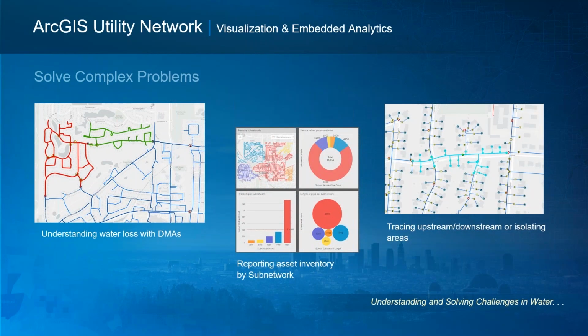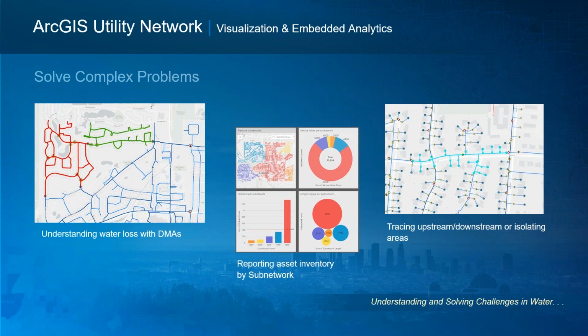The utility network enables utilities to start to solve very complex problems. By looking at things like DMAs, utilities can start to understand and really get a handle on things like water loss, being able to plug in information from real-time systems, consumption information, and then analyze that at a smaller geography. It makes it much easier to start to dissect complex problems. The utility network also enables us to start to do reporting on asset inventory by those subnetworks. So the utility can look at, how many linear feet of certain types of pipe do we have across our pressure zones and compare those to each other.